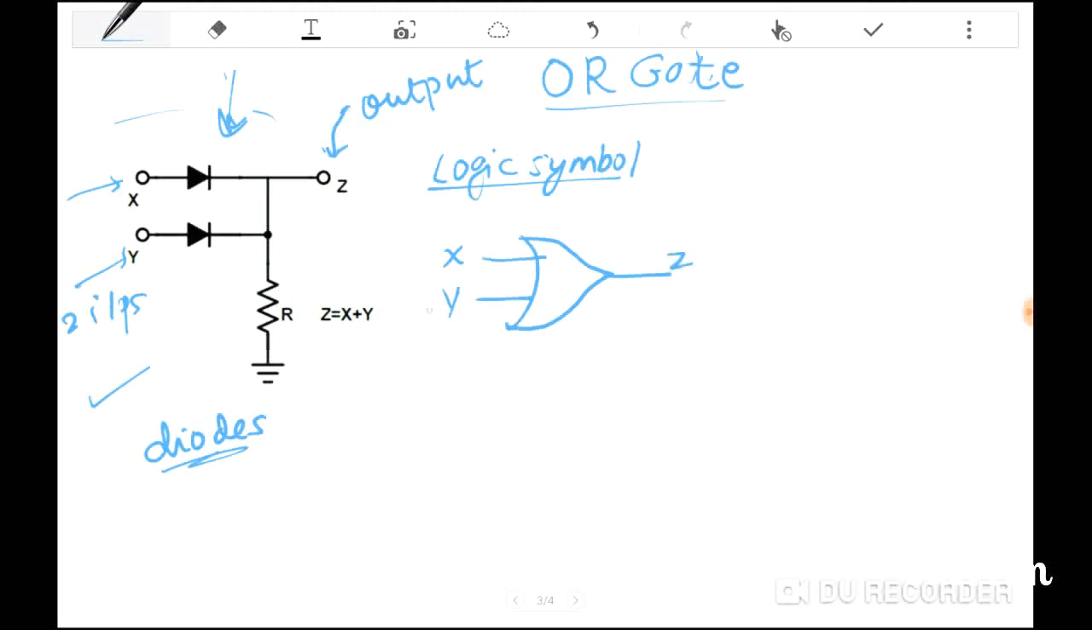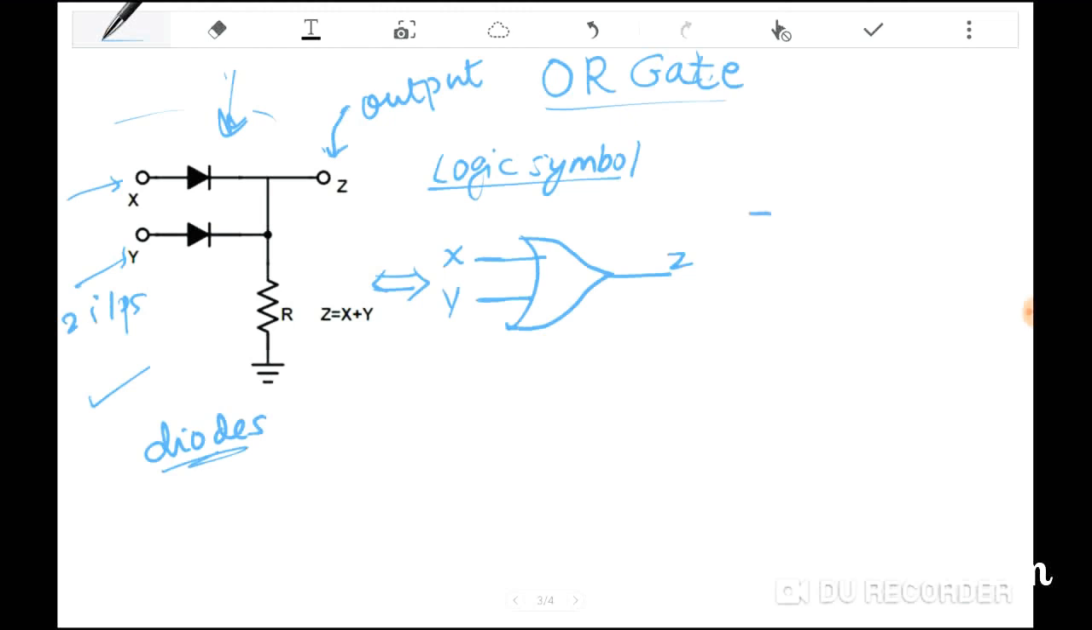This diagram is equivalent to this diagram. Only thing is that these two inputs have diodes in this, and we have got an output. So this is how you logically represent the logic gate called the OR gate. So let's move on to the OR gate working. Along with that working, I will tell you the truth table as well.